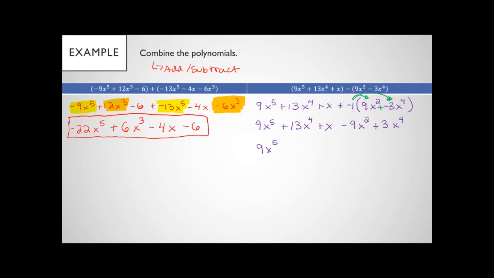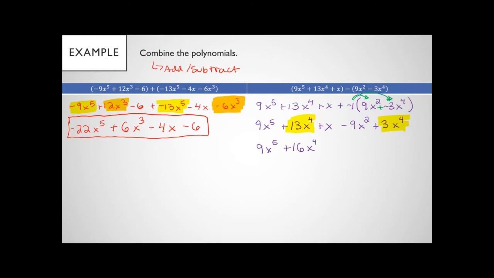The next exponent would be 4. I do have two things that have an exponent of 4: 13x to the 4th plus 3x to the 4th. So I add those together. 13 plus 3 is 16, so this gives me 16x to the 4th.